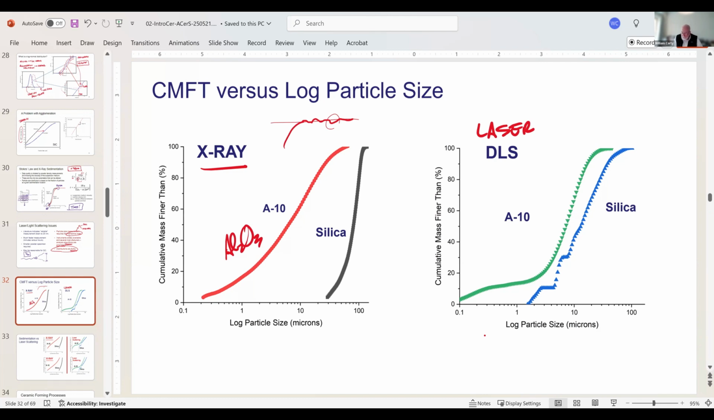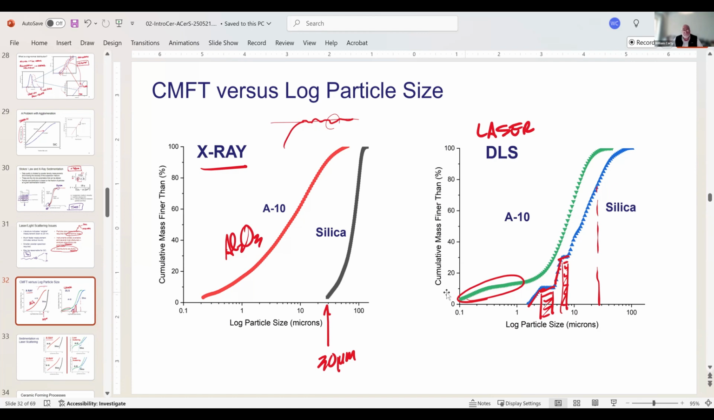Look at my dynamic light scattering data. It tells me my A10 has this long tail. And I don't understand what's going on here. What creates a step in this? It says that I have no particles in this size range. I have no particles in this size range. And I don't understand what's going on. But notice that this is telling me that I have no particles roughly less than 30 microns in my silica. This is telling me that I have 80% of my particles are less than 30 microns.